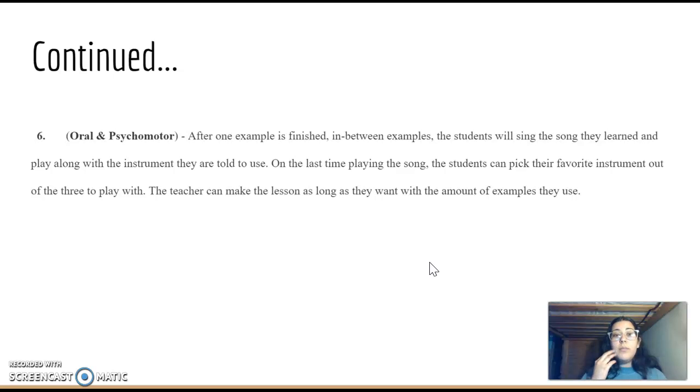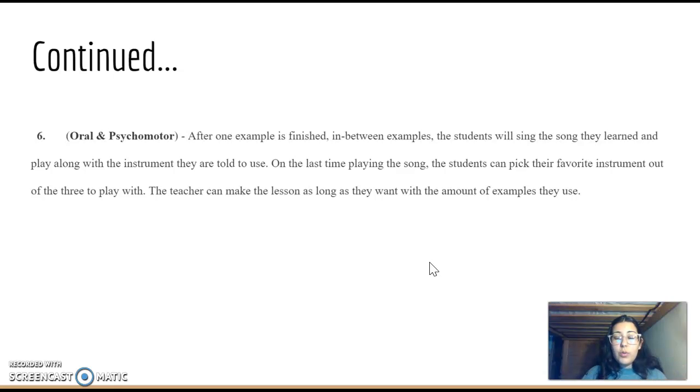Then after one example is finished, in between examples, that's when the students will sing the song that they learned with an instrument that the teacher tells them to play, just so that each student gets the experience of using different instruments or sounds to represent a melody or a song. And with the final chorus that they're going to play, the students will be able to play whatever instrument they want, multiple if they do, like claps and snaps, just mix it up if they want to. It would be all free to them.